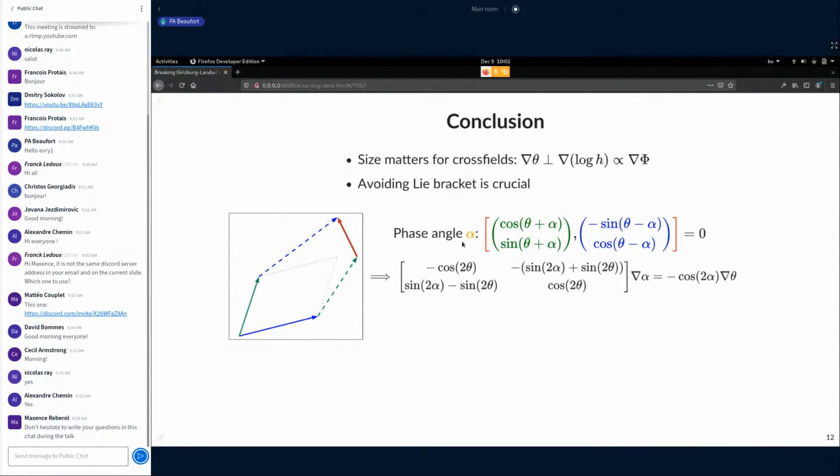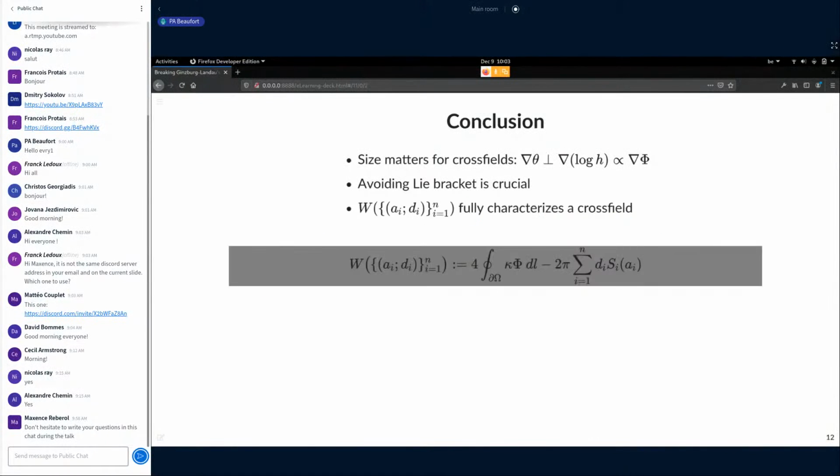You could do that by breaking the orthogonality of your crossfield with some phase angle. It's something that has been done in a paper with the title Chebychev nets. They are avoiding the Lie bracket by breaking the orthogonality, but they don't derive this expression because they are doing it another way. If you do the math in the case of the planar setting, you end up with this expression, which is less simple than the one we got with the scaling, so with the size mesh.